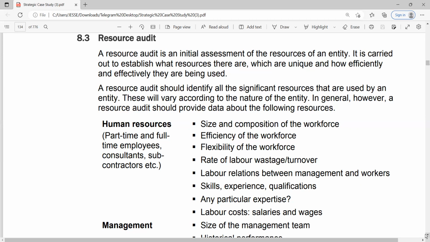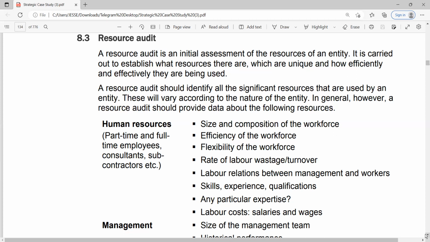It is carried out to establish what resources there are, which resources are unique, and how efficiently they are being used. So in a resource audit, we first of all need to identify what resources we have. Which of these resources are unique, because not all resources are the same, and how are the resources being used? A resource audit should identify all the significant resources that are used by an entity. These will vary according to the nature of the entity.